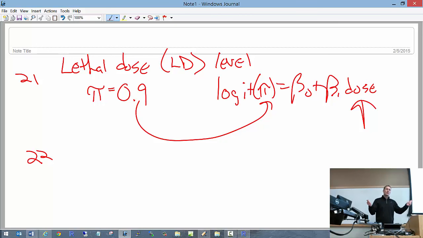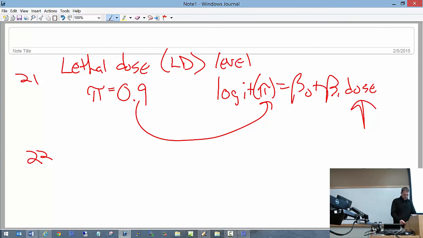Once you have that model, then you can do the back prediction, where suppose now you say you want to make sure that your pesticide does kill 90%. Well, based upon my model that I've just constructed, what should be my dose, or X? So that's problem number 22. Are there any questions?